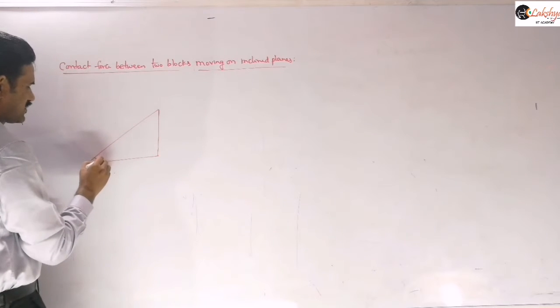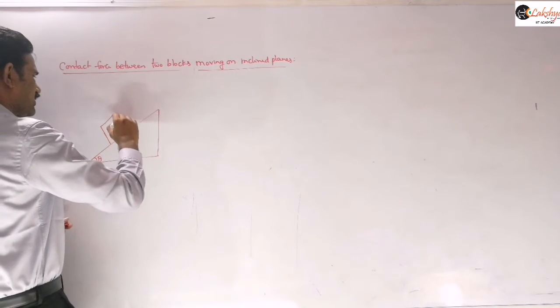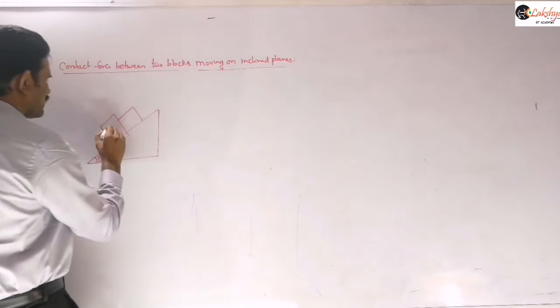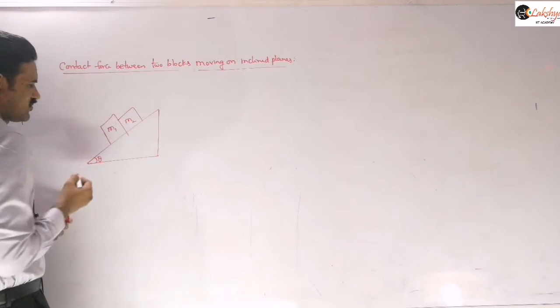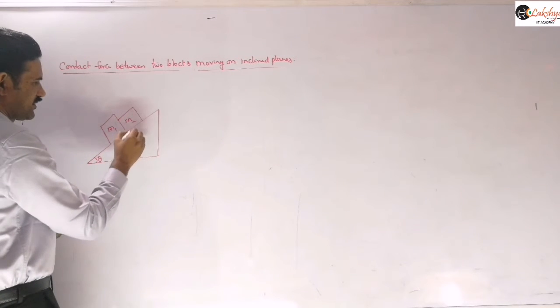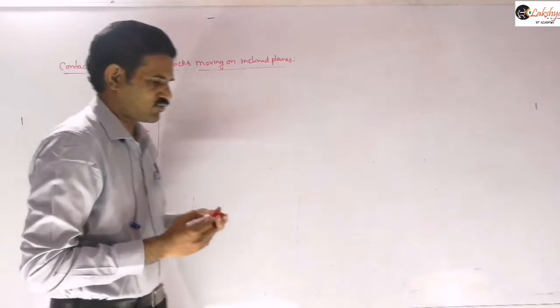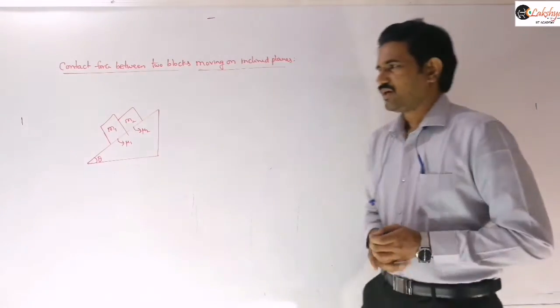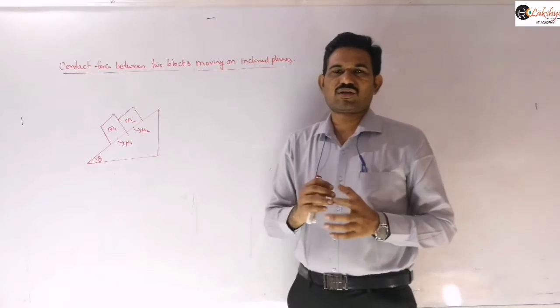Suppose this is the angle of inclination theta, and here I am taking one block and this is another block. Let us say this is M1 and this is M2. So this is the situation. These two blocks are placed on this, and this is mu1 and this is mu2. That means they have different coefficients of friction. So now our question is to find the contact force between those two blocks, M1 and M2.